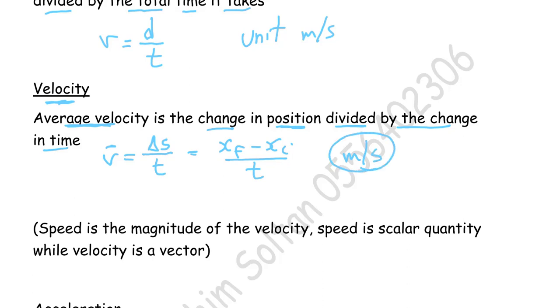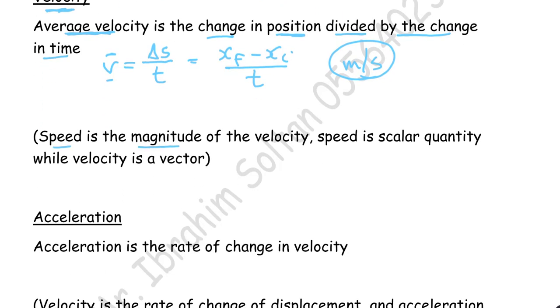So you divide displacement over time to get the average velocity. Here you divide distance over time to get the speed. As we said, speed is the magnitude of the velocity, it doesn't have direction. Speed is a scalar quantity, while velocity is a vector quantity. Both have the same unit, meter per second.